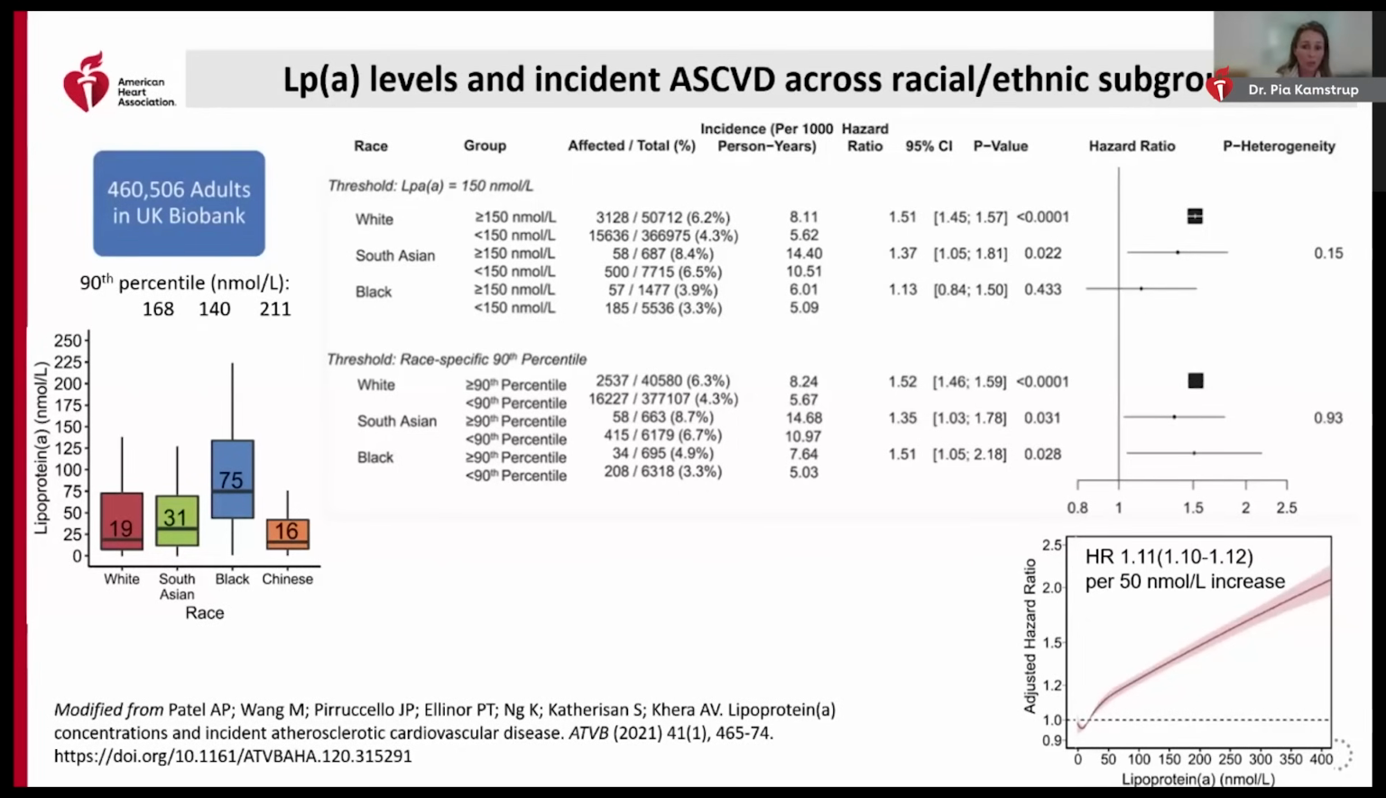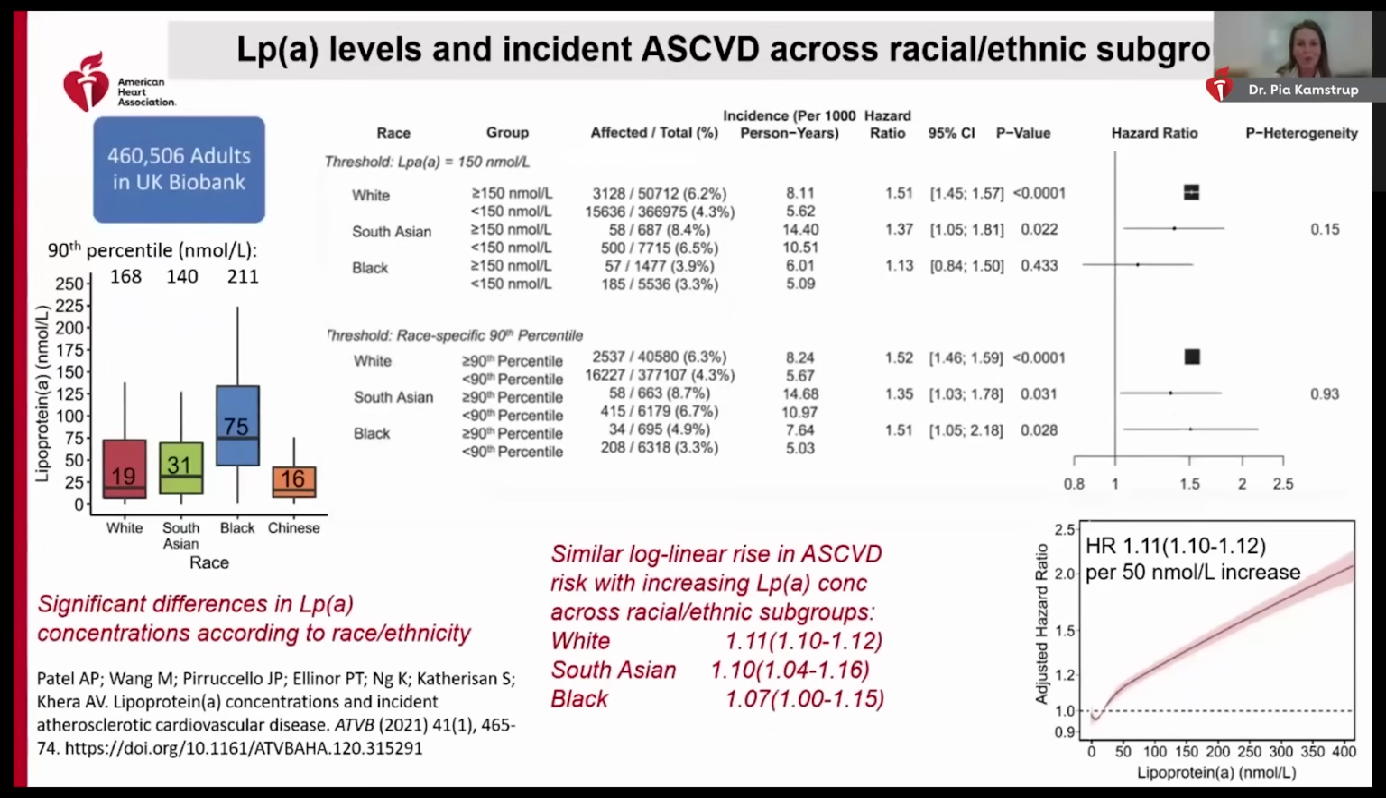While median Lp(a) concentrations varied according to race and ethnicity, as shown on the left side of the slide, and as demonstrated by different thresholds for race-specific 90th percentile cut points, no significant differences in risk estimates were found, as shown top right, when using a uniform cutoff value for high levels of 150 nanomoles per liter or a race-specific 90th percentile. Further, a similar log-linear rise in ASCVD risk of 1.1 per 50 nanomoles per liter Lp(a) concentration increase was found across racial and ethnic subgroups, and with no evidence of a threshold for increased risk found. These data thus indicate that risk findings for high Lp(a) appear widely applicable across racial and ethnic subgroups.